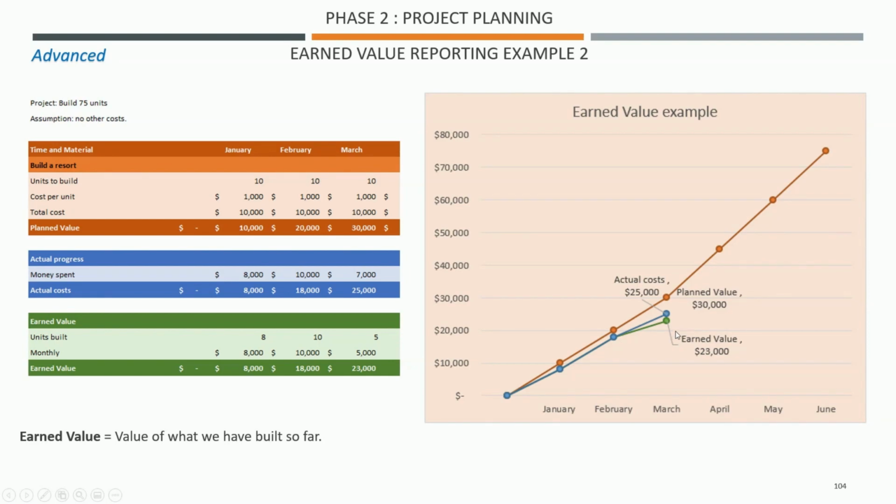So it's a good visual way. If this goes high and this doesn't go as high, that means that you are spending more than what you have produced.